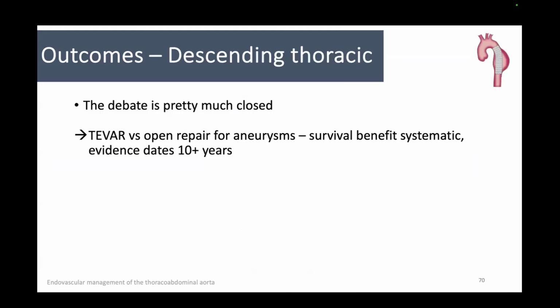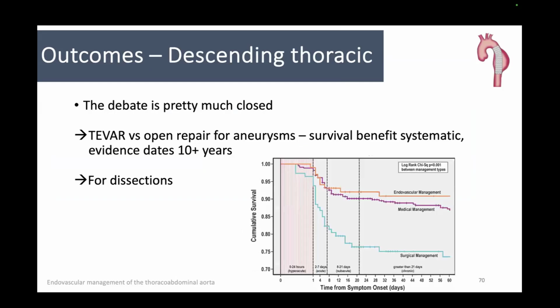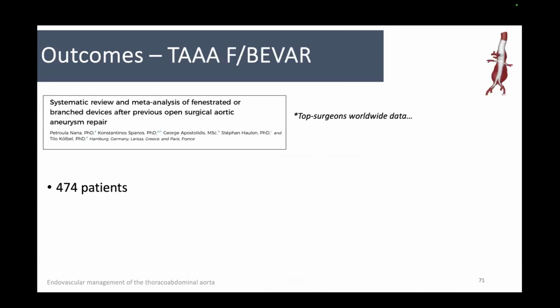For the descending thoracic, the debate is pretty much closed. TEVAR functions better than open repair with survival benefit, and evidence dates more than 10 years about this fact. For the dissections, though, we have evidence now that proved that surgical management actually fares worse than endovascular management for type B dissections and other dissections. So as of now, endo first is the mainstay for treatment in the descending thoracic aorta.